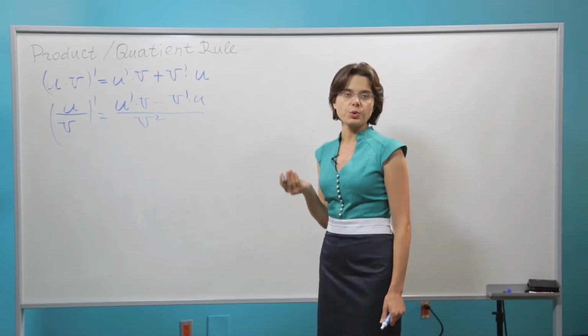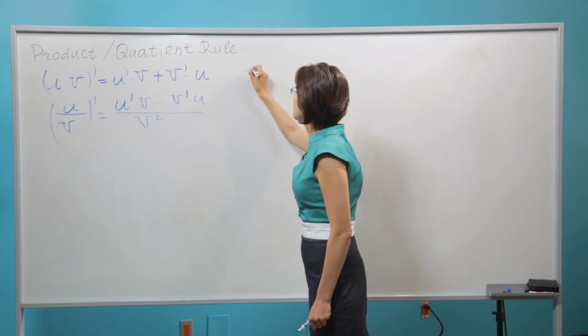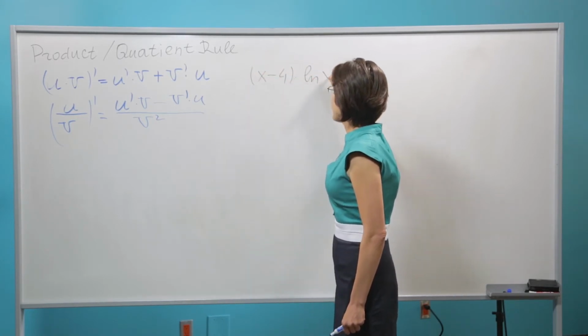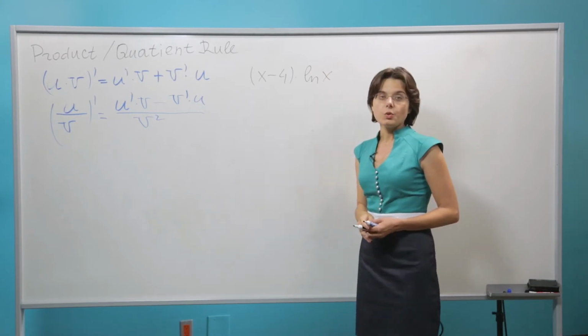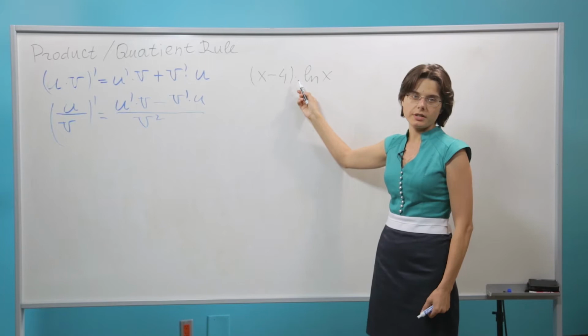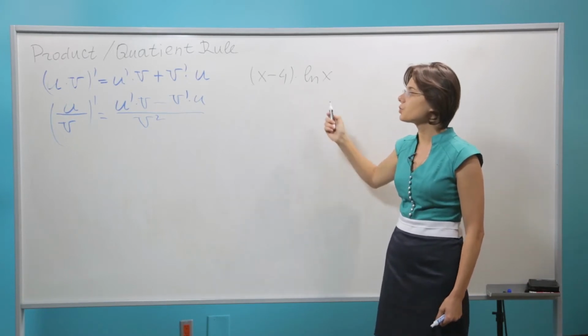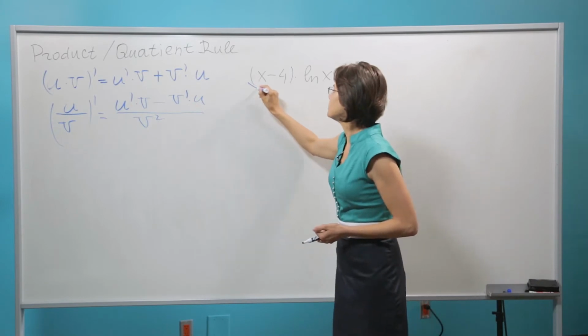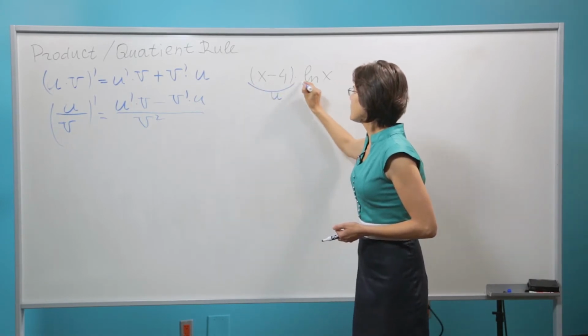Let me differentiate the product of the following functions: x minus 4 times natural logarithm of x. When I look closely at this function, I can see a product here. Right away, I understand that I have to use the product rule. I have to denote one function by u and another function by v.